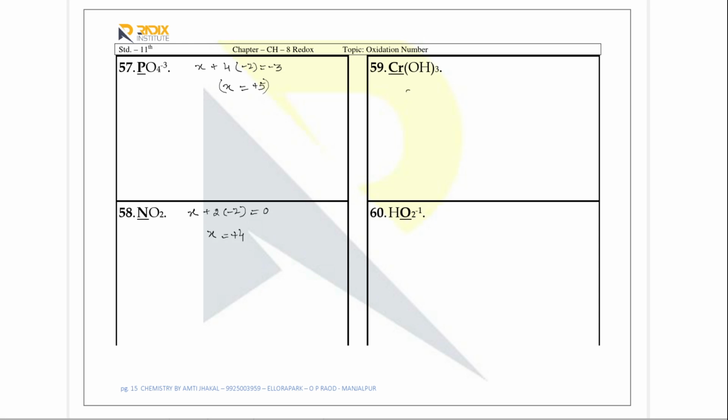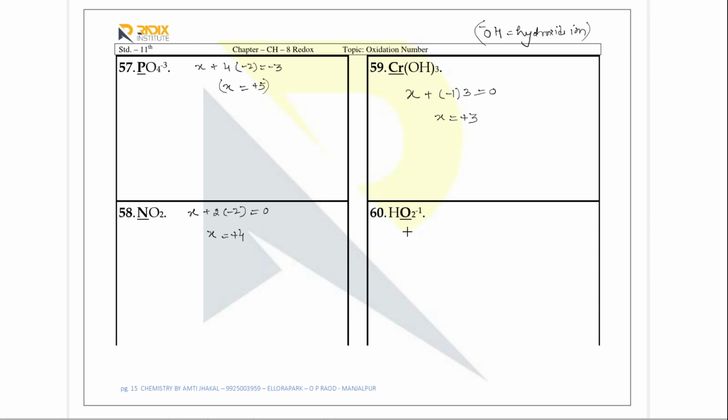Chromium oxidation state X, OH group oxidation state -1. Now here we need not take oxygen and hydrogen separately because the OH group represents the hydroxide ion. So instead of taking oxygen and hydrogen separately, we can take the OH minus collective charge is -1 into 3 is equal to 0. So X is equal to +3.